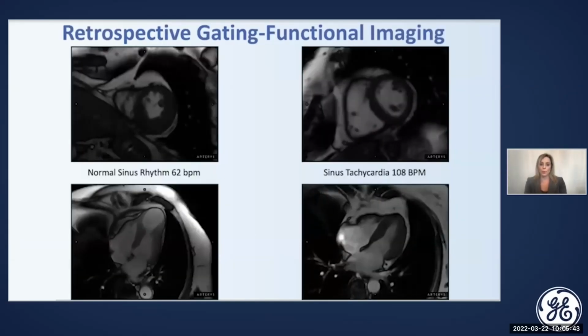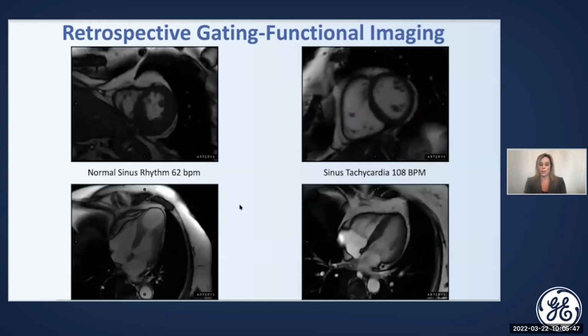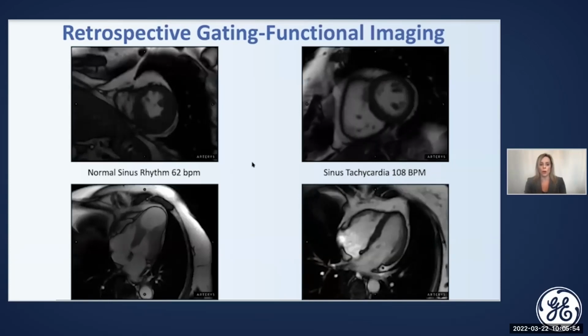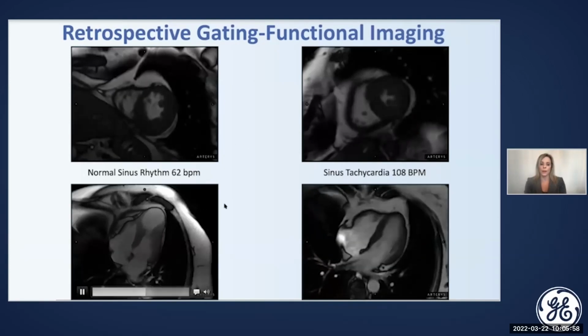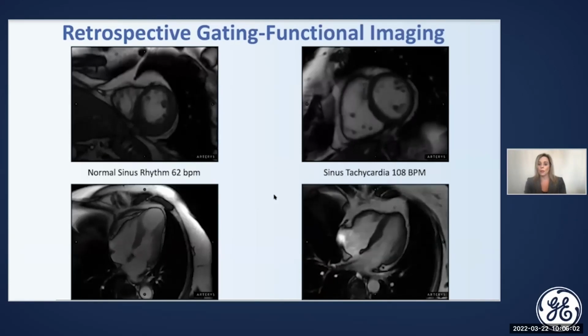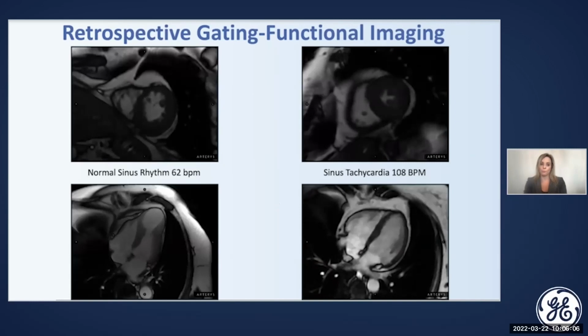These are two examples of retrospective gating in a normal sinus rhythm and a patient with sinus tachycardia. And you can see here we have a nice regular rhythm, excellent image quality. This patient on the left has had a prior LAD infarct that we can appreciate both on the short and long axis images. And our patient on the right does have sinus tachycardia, but it is a nice regular rhythm.